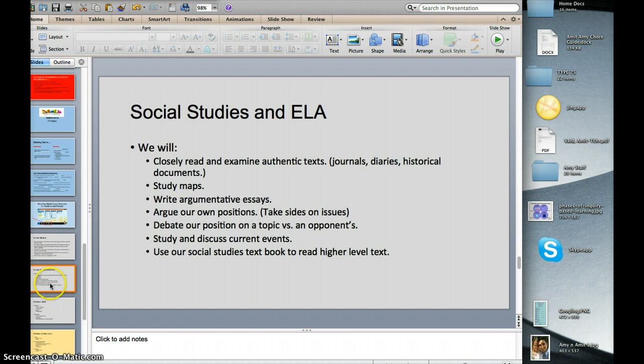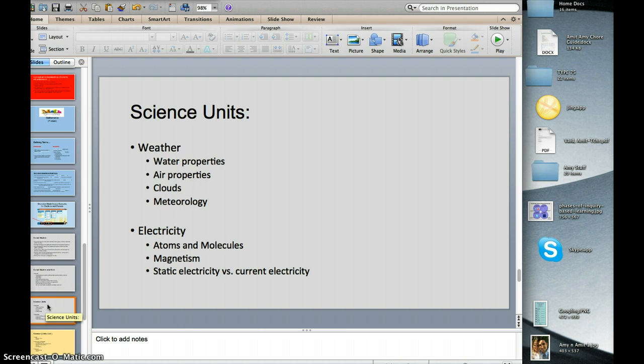I'm going to end with a little thing on science. Here we have several science units. Maybe several is not the right word. We have several areas that we study within a few units. And here are our science units. Weather is one of them. Within the weather unit, we study water properties, air properties, clouds, and meteorology.